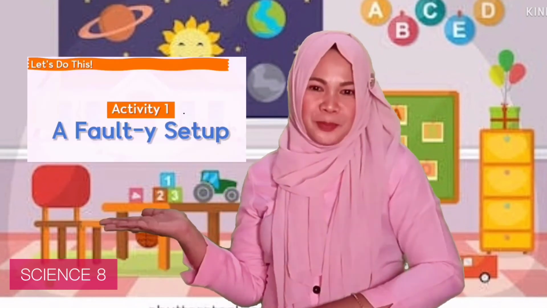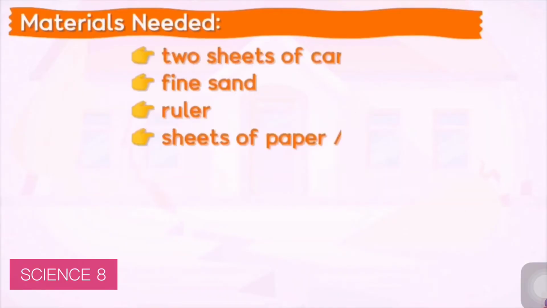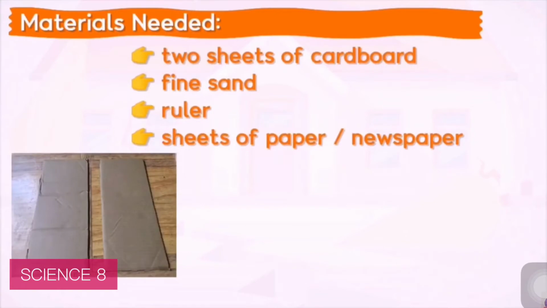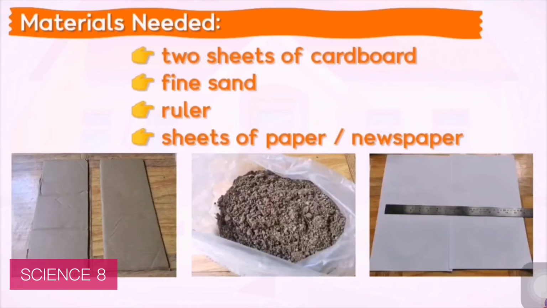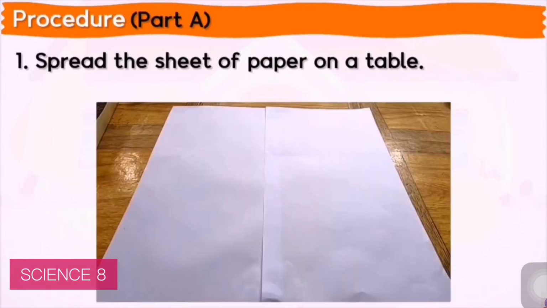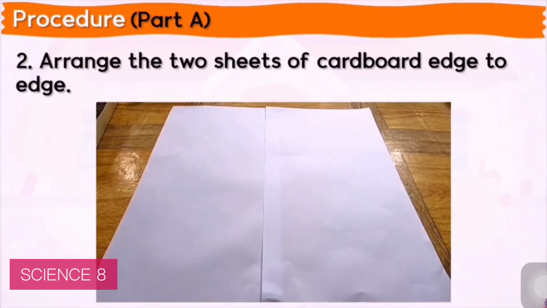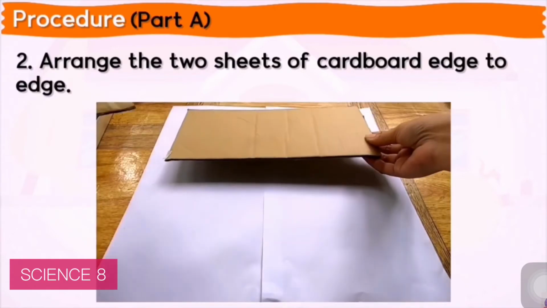Let us perform the first activity. A faulty setup. Activity 1, a faulty setup. In this activity, you will be needing 2 sheets of cardboard, fine sand, ruler, sheet of paper, or newspaper. The first thing that we need to do is to spread the sheet of paper on a table. Arrange the 2 sheets of cardboard edge to edge.